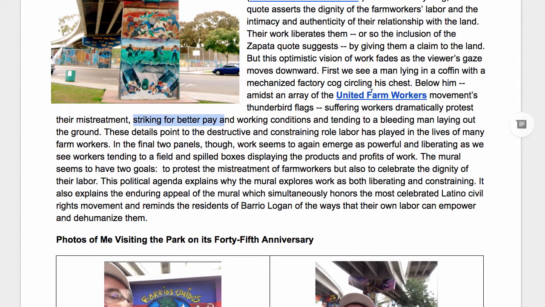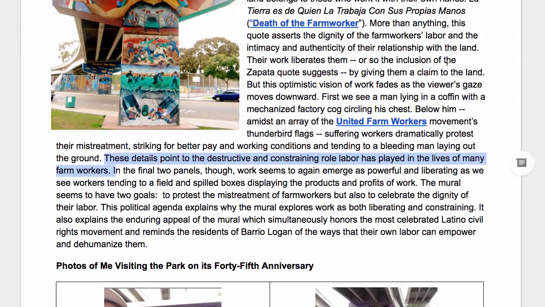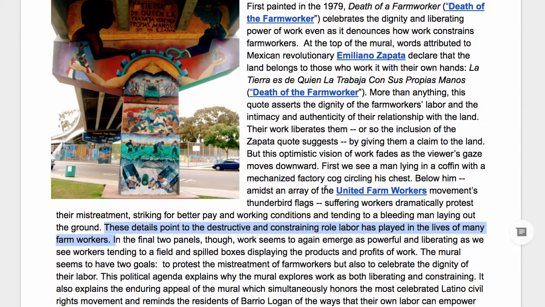Now the question is, what do all these details point to? And what I say here is I say it very explicitly. These details point to the destructive and constraining role labor has played in the lives of many farm workers. So details are connected to interpretations of them. And the interpretation goes back to the claim. Now let's see how that works.